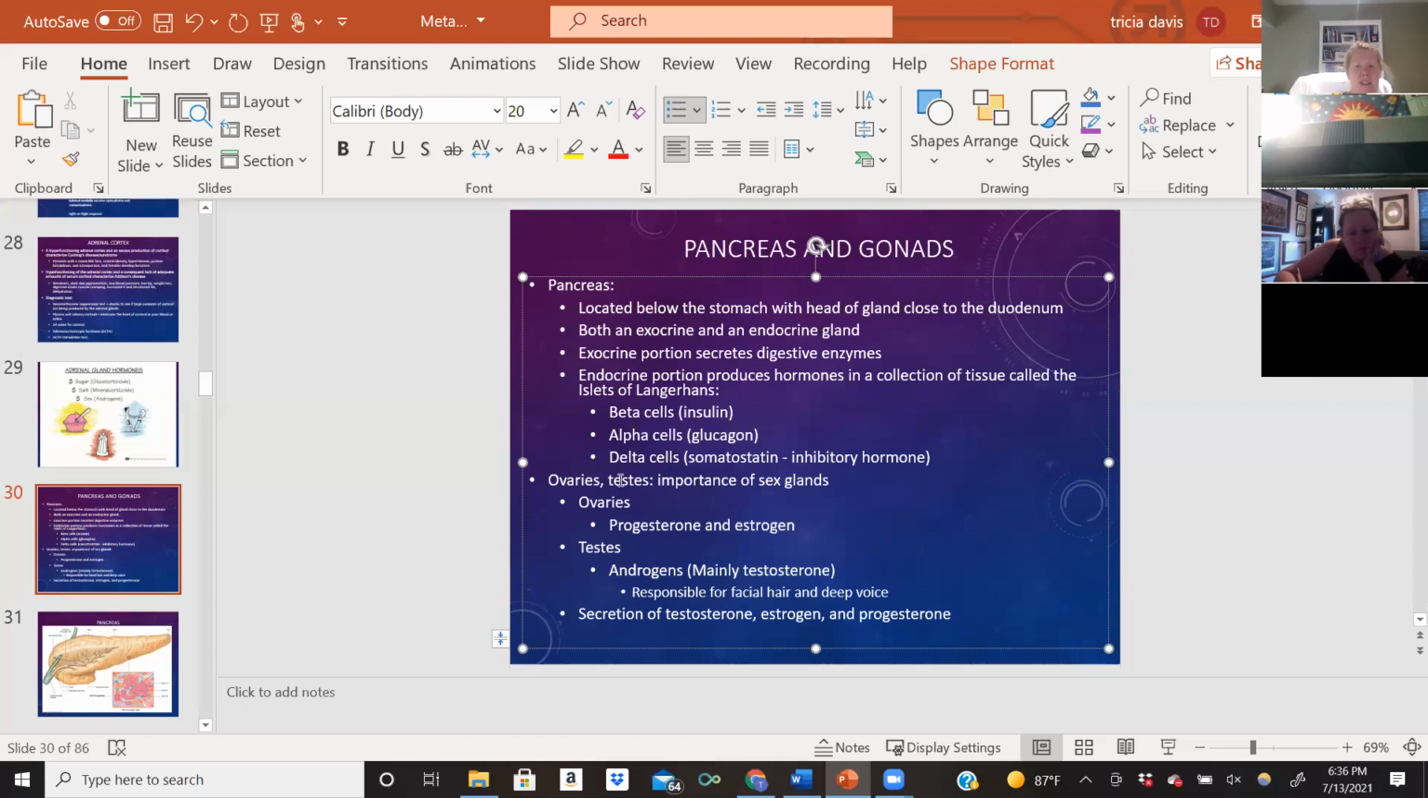Our ovaries and our testes, these are very important sex glands, and they all make hormones of their own. The ovaries are going to be responsible for producing progesterone and estrogen, and the testes will release androgens, mainly testosterone. This is going to be responsible for the facial hair that we see on men and the deep voice. And then, secretion of testosterone, estrogen, and progesterone. Those are all the sex hormones.